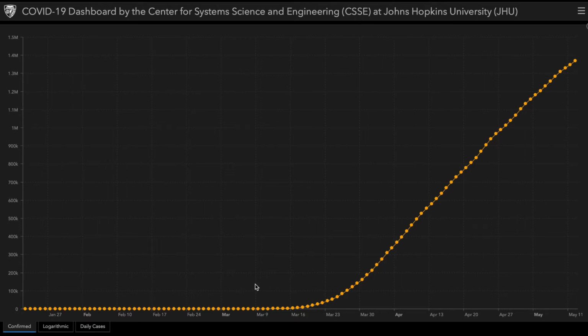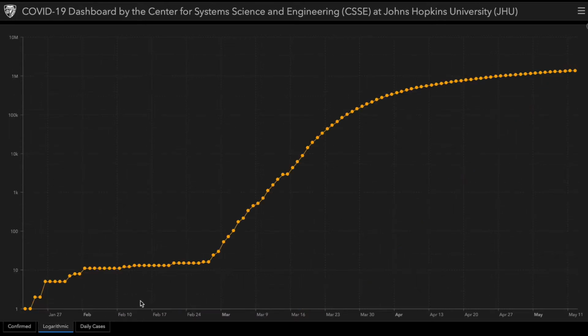So since we're growing by 30,000, all these numbers down here, if they're not in the high thousands, they don't even register. And that's why we need to go to a logarithmic chart. If we go to the logarithmic chart, you can see that actually we started having exponential growth on February 28th. And it continued until about March 17th, maybe March 18th.